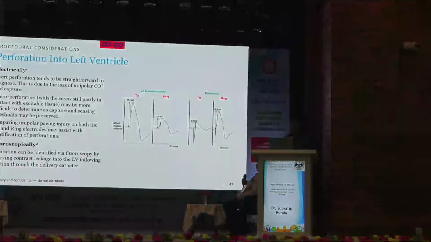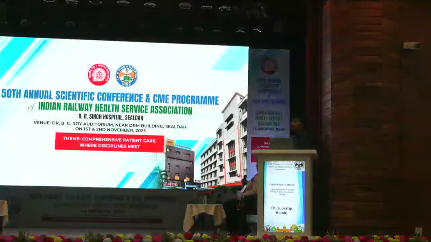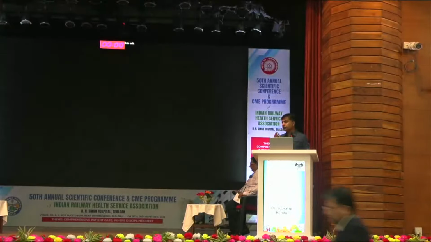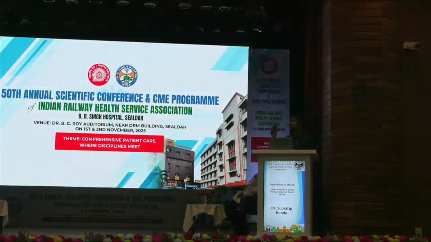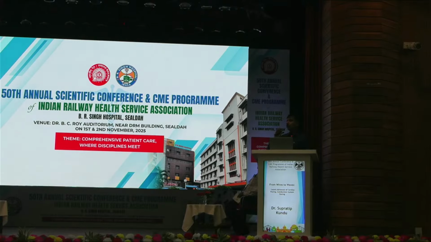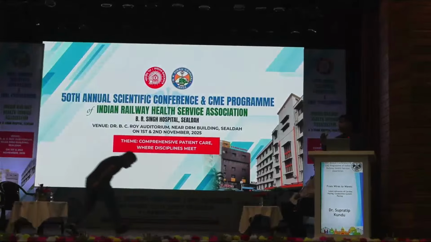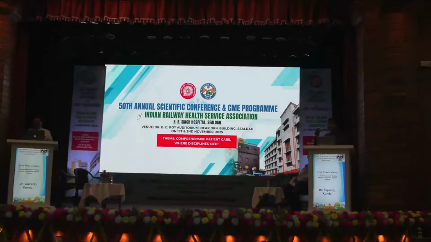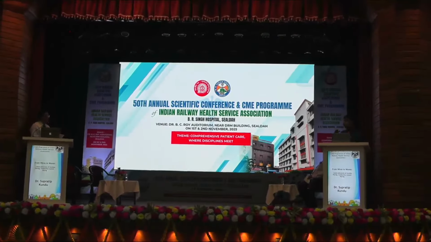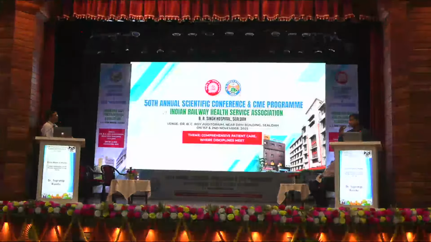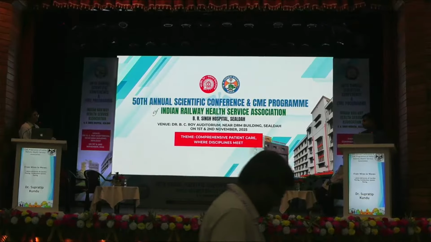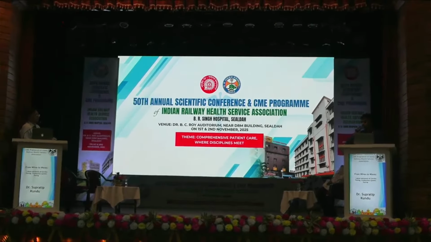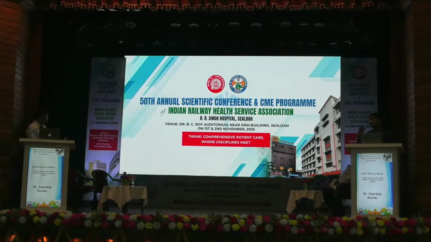Okay, so in summary, we should put the lead in LAO view and RAO view. In RAO view, it should point towards the 2 o'clock position. First, we should look for the W pattern, and then we should start screwing. And as we screw forward, there is appearance of an R wave, and then we should look for V6 RWPT and V1 RWPT, and the difference between V6 and V1 RWPT to see whether it is selective or non-selective.